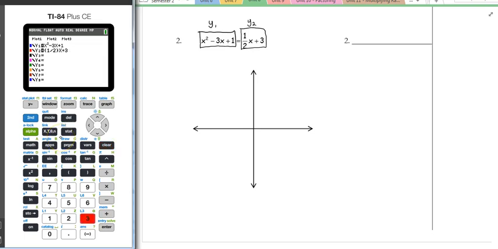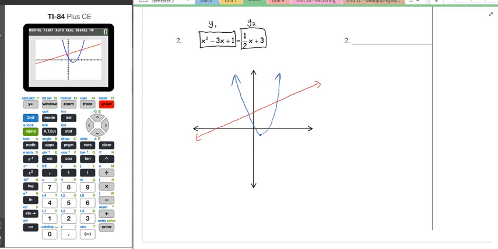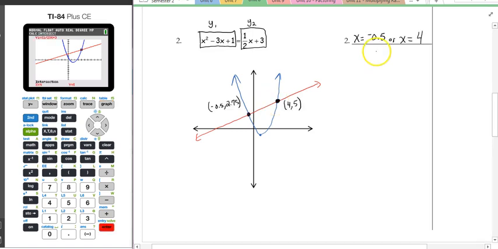So make sure your equations look like this in your y equals. Sketching the graph should look something like this. Make sure your minimum is in quadrant 4. Your intersection on the left is in quadrant 2, and then your other intersection is in quadrant 1. And we get a solution of x equals -0.5 for this intersection and x equals 4 for the second intersection.